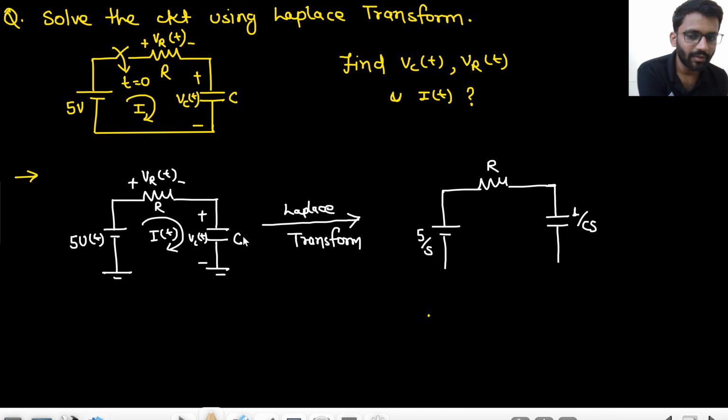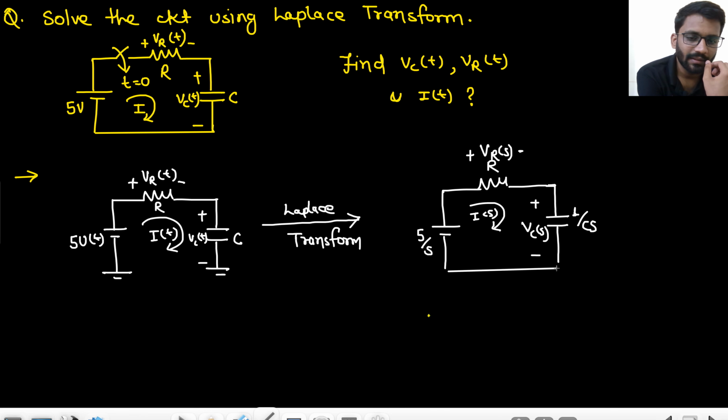Right? The capacitor will be replaced simply with 1 by Cs because it does not have any initial voltage. And VC(t) will be replaced with VC(s). What will happen to VR(t)? It will be VR(s). And this current is I(s). I will just make a line. So are you getting this point?